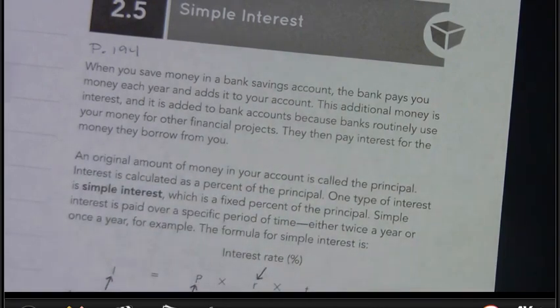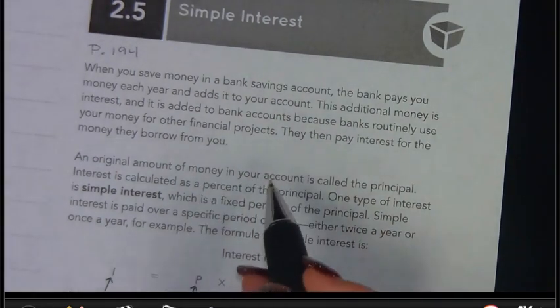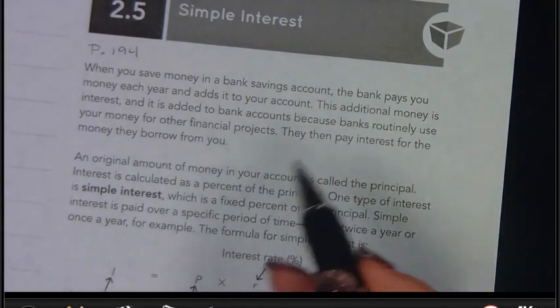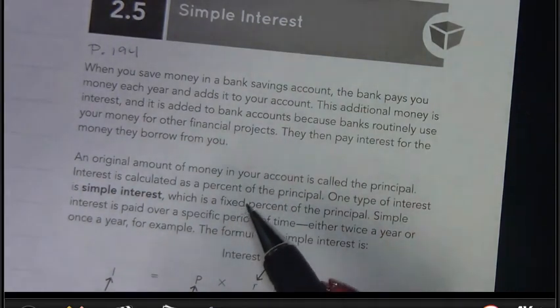All that to say is you guys put money into the bank. The bank says, awesome, that's great. Thank you for using us as your bank to store and save your money. We're going to borrow your money for a time period to take care of any projects or things that we have going on. But in lieu of us borrowing your money, we're going to give you some money back.